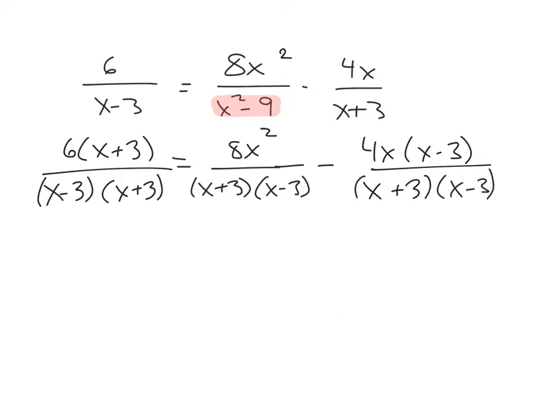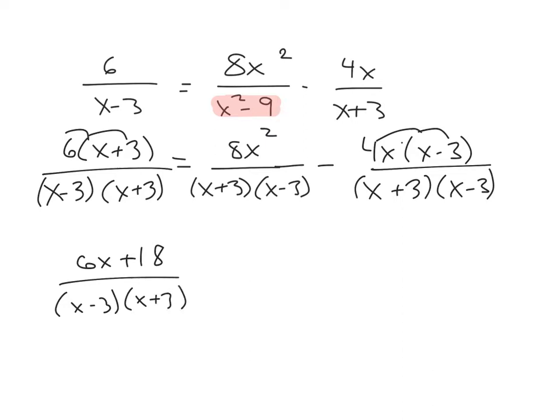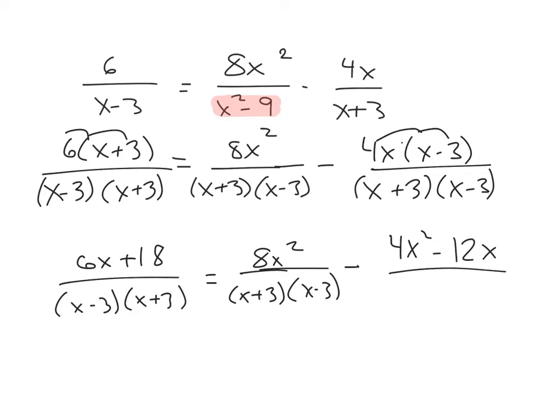Alrighty, now what we're going to do is we're going to distribute, okay? And so I've got myself a 6x plus 18 all over my x minus 3, x plus 3. And then my 8x squared over x plus 3, x minus 3. And then I have my 4x squared minus my 12x. And that's going to be x plus 3, x minus 3.